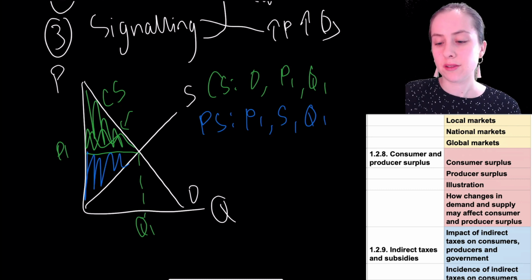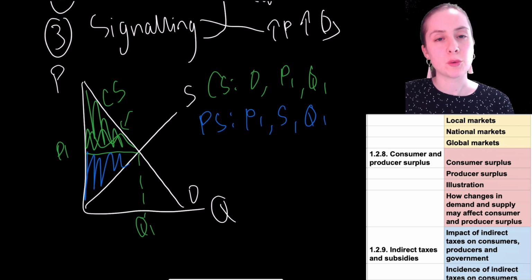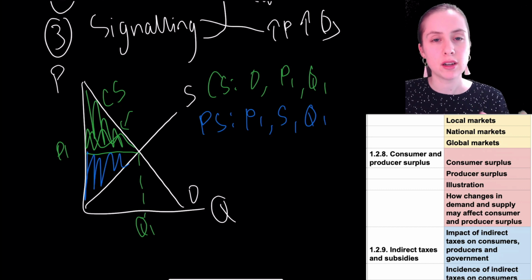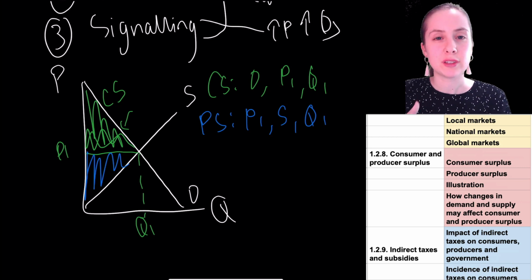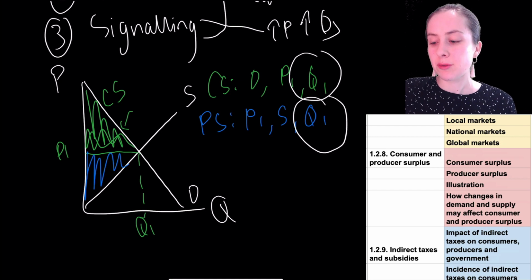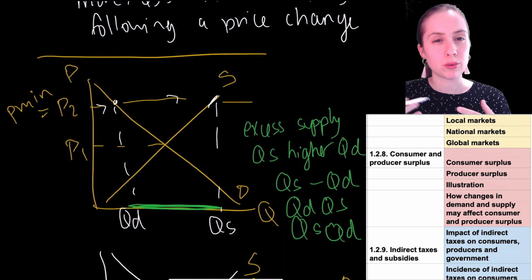These have fun definitions. Consumer surplus is the difference between what they're willing and able to pay and what they actually pay, P1, for all the units that they buy, Q1. Producer surplus is similar. It's the difference between what the producer sold the good for and what they were willing and able to sell it for, for all the quantities that they sold. Now it's really important to remember it's for all the quantities bought or sold.